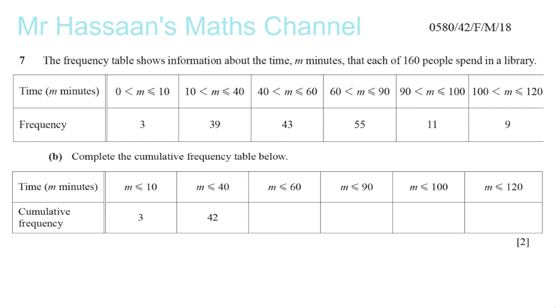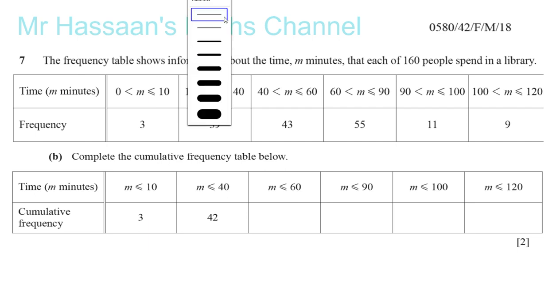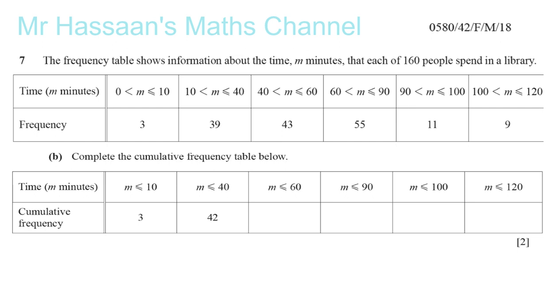Okay, carrying on with question number seven, we have part B, where we're asked to complete the cumulative frequency table, okay, that's shown below, of course, using the grouped frequency table that was given in the first part of the question. Now, in this question here, you've got to know what a cumulative frequency table is. A cumulative frequency table is a table which basically accumulates, you can say, finds the frequency as it accumulates along. Think of it in that sense, okay?